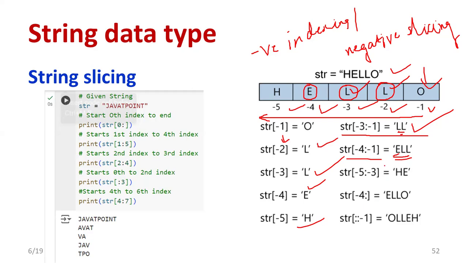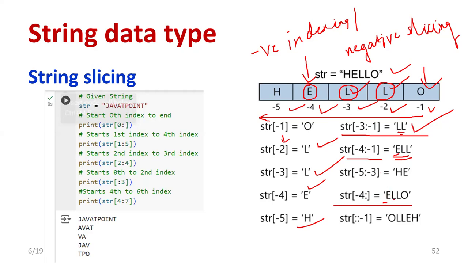Likewise, we can practice the remaining example also. But there is another case: -4, then colon. So the upper limit is not defined. Lower limit is mentioned, but upper limit is not mentioned. So what you can do is mention the lower limit. Where is the lower limit element? -4. Yes, I type it like -4. That means E. Then the rest of the elements will be printed.